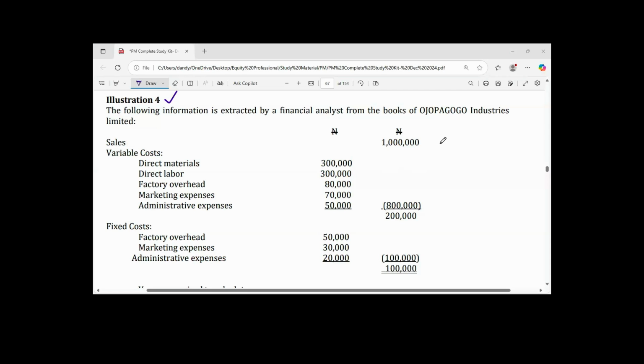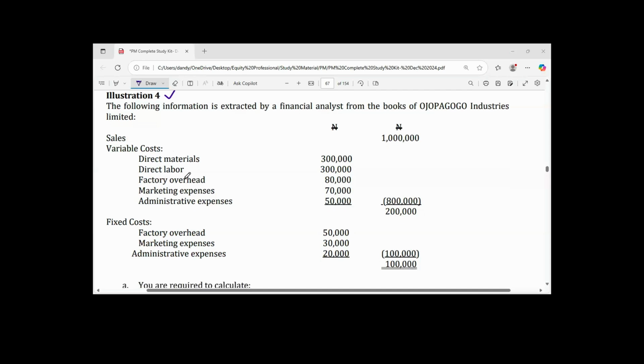Moses, are you still there? Let me continue, sir. Then Moses, take it again. The following information is extracted by financial analysts from the book of Ojopagogo Industries Limited. Sales 1 million. Variable cost. Leave this one. Assume all figures assumed to be correct.